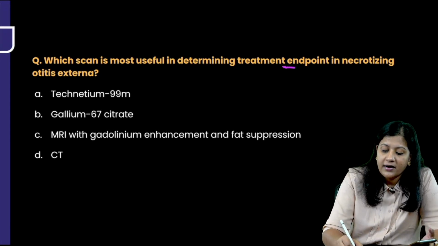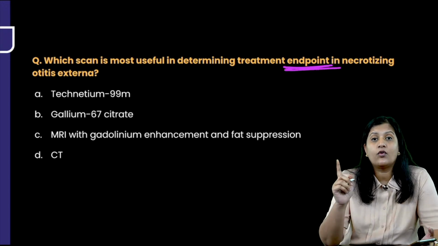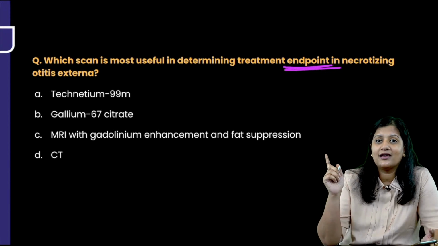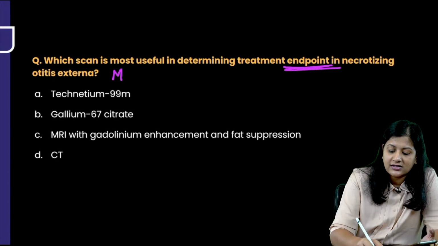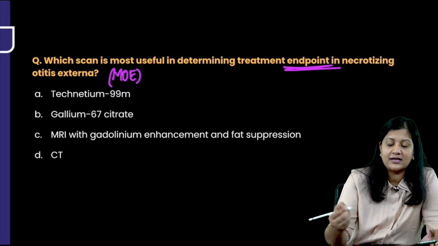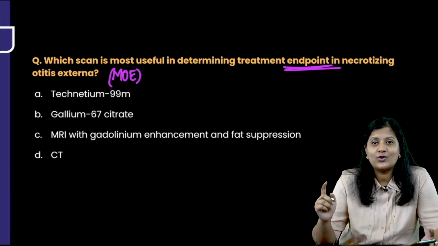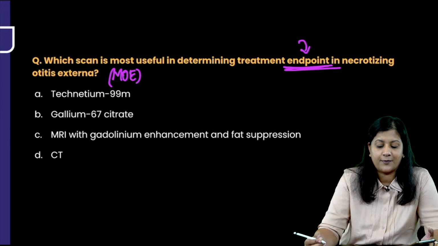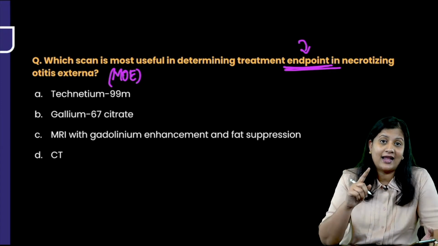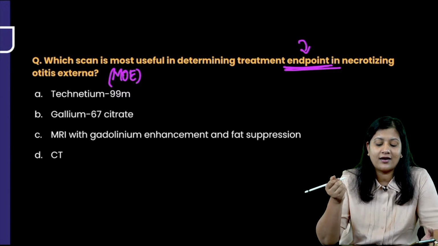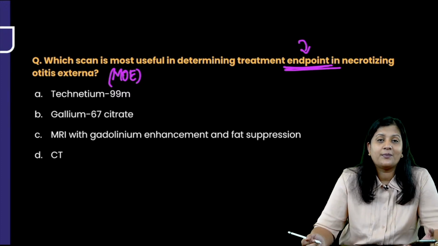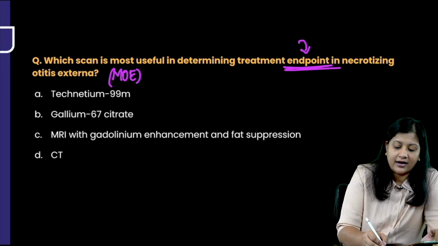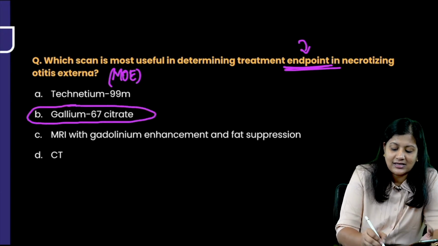Now let's go to the next question, which says which scan is the most useful scan in determining treatment endpoint in necrotizing otitis externa. So to help those people who still did not get the question here, I will help you. Necrotizing otitis externa is nothing but malignant otitis externa. So which radioisotope scan should be done to determine the endpoint in malignant otitis externa? Technetium 99 scan, gallium 67 scan, MRI with contrast or a CT scan. So I'm seeing that most of you are answering it very right. Absolutely correct. The answer is gallium 67 scan.